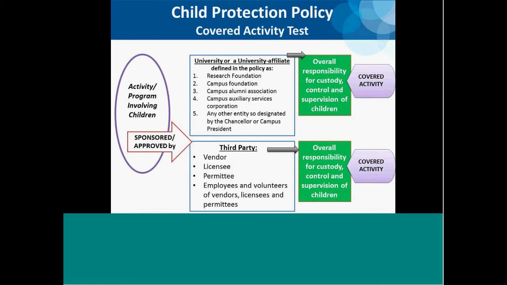On the left, you see that the activity or program must first involve children. Please keep in mind the definition of child when making this assessment. Also on the left, if the activity involves children, was it sponsored or approved by any of the entities listed in the two boxes shown at the center of the slide? If the entities listed in these boxes have overall responsibility for custody, control, and supervision of the children, then the activity is a covered activity to which the child protection policy applies.